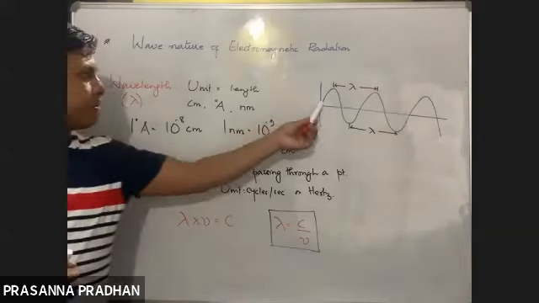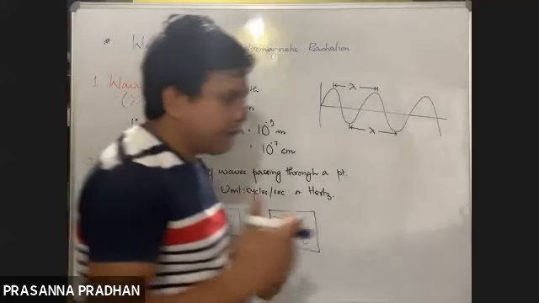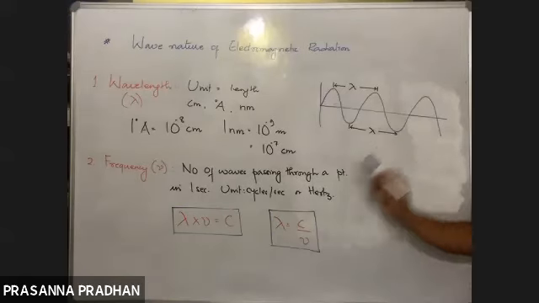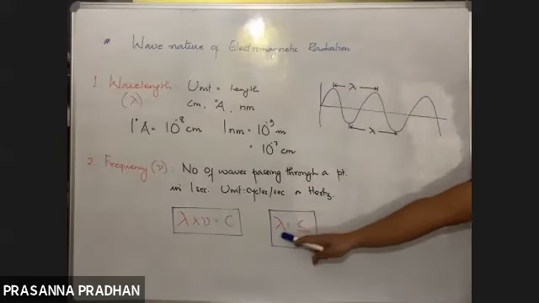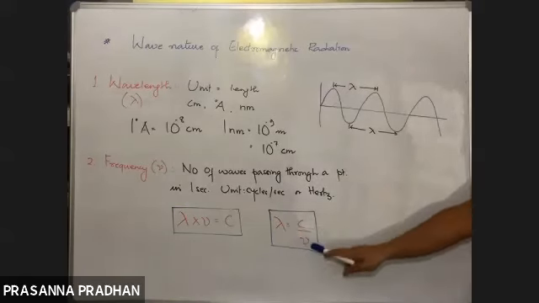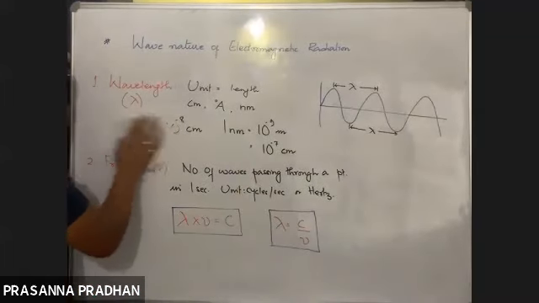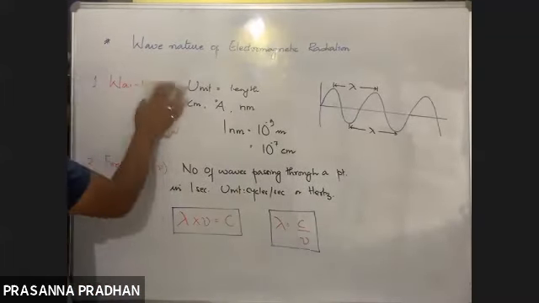This is a very important relationship, so you have to remember it. Now c is a constant: the velocity of electromagnetic radiation is a constant. So these are inversely proportional. A wave having a higher wavelength will have a lower frequency and vice versa. A wave having a lower wavelength will have a higher frequency. The product of wavelength and frequency is equal to the velocity of light.